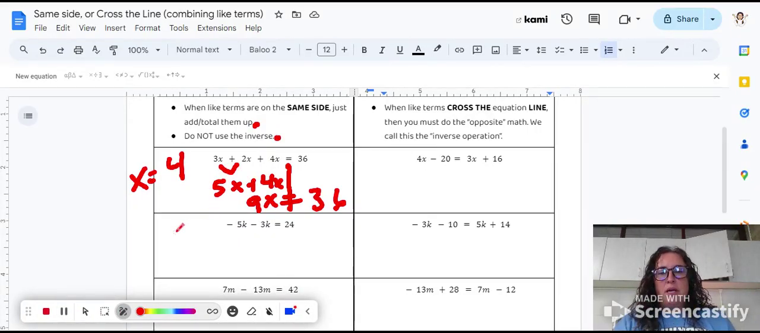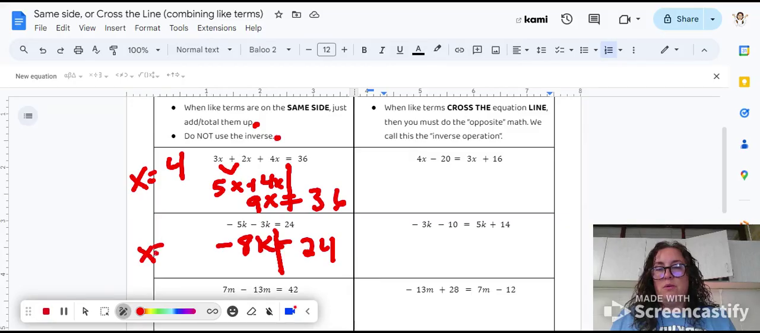All right, if we take a look over here, same idea. Here's our equal sign line. The 5k and the 3k are like each other, so we want to combine those like terms. So negative 5k, you can think of this subtraction as plus a negative, so we have negative 8k equals 24. And then we can divide by negative 8, and x will equal negative 3.